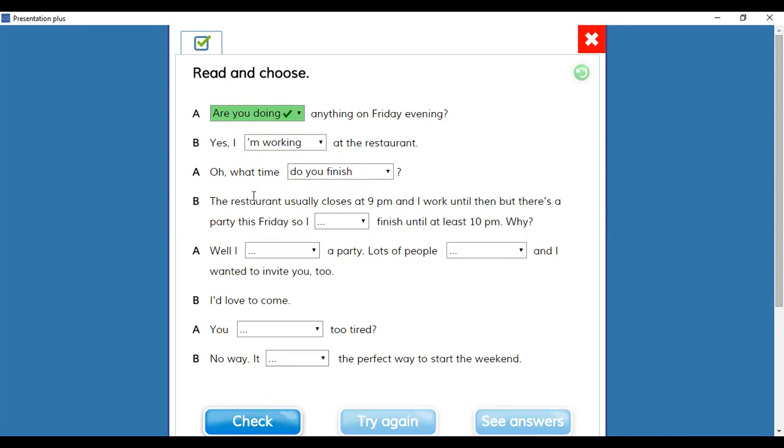And what time do you finish? The restaurant usually closes at 9 p.m. and I work until then. But there's a party this Friday, so I finish until at least 10. Why?